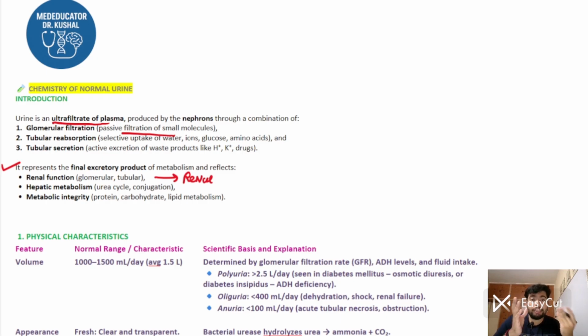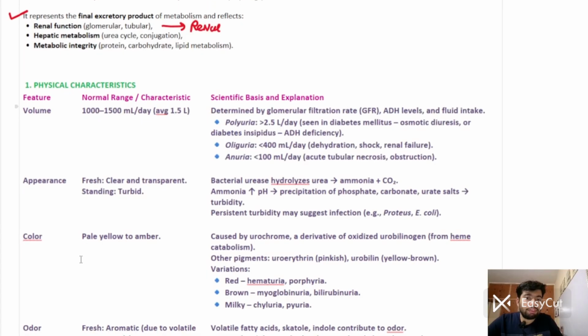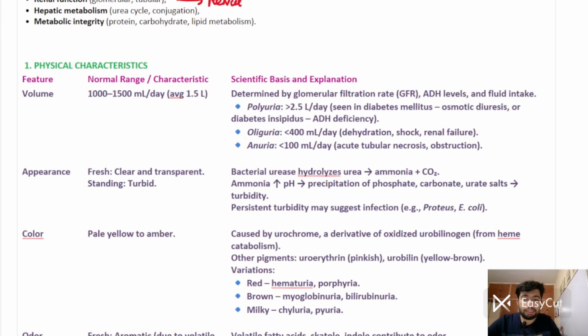It also reflects metabolic integrity, how protein metabolism is happening and what is the end product of this metabolism which is excreted in the urine, as well as carbohydrate and lipid metabolism. So it will reflect the renal function, hepatic metabolism and overall metabolic integrity. Now first we want to discuss the physical properties or physical characteristics of normal urine.